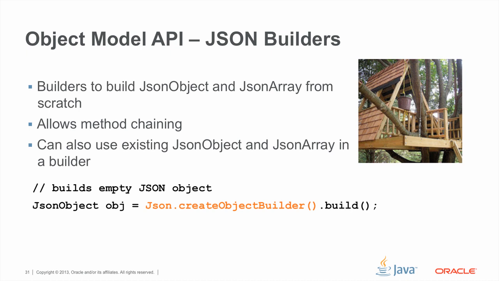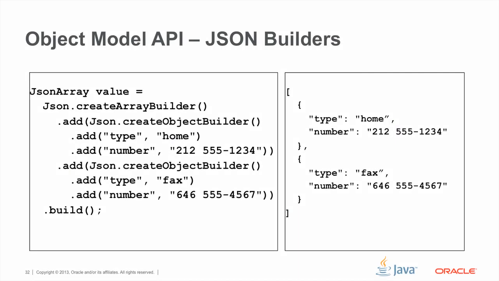So let's take an example for that. For example, we are building a JSON array corresponding to whatever is there on the right hand side. Here is a JSON array, and the JSON array contains two objects. First, the array itself is created using an array builder, and we are adding two objects that are created using the object builder. Once we create the object builders, we are adding the necessary name-value pairs in that object. So this is the way you create JSON using the array builder and the object builder.